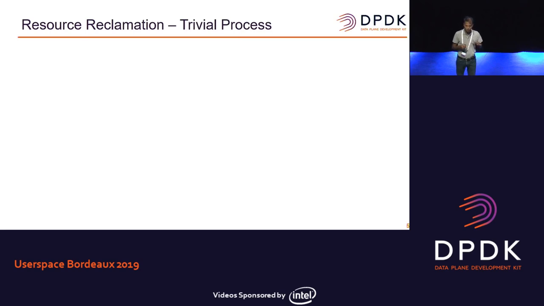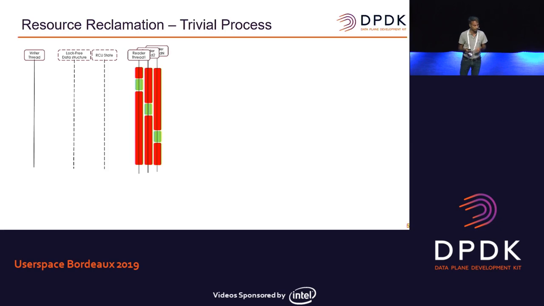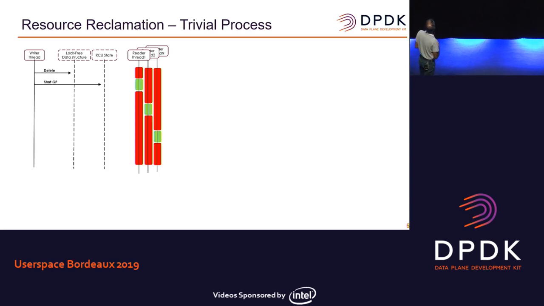Here I want to go over a simple trivial process of resource reclamation. You have a writer thread who wants to delete an entry from a lock-free data structure. Then you have the RCU state that the writer depends on, and the readers report their quiescent state using the RCU state. The writer issues a delete to the lock-free data structure, and then starts the grace period. Basically, he tells the readers, hey, I just deleted an entry, can you tell me when you are done using it? At this point he is continuously polling the readers for the status.